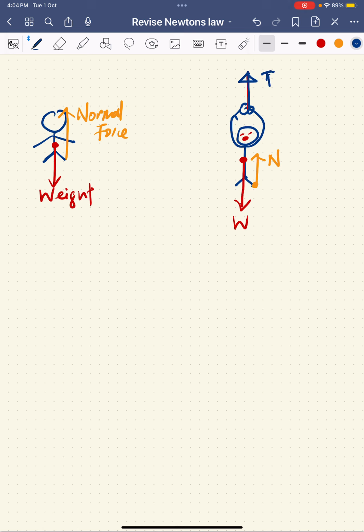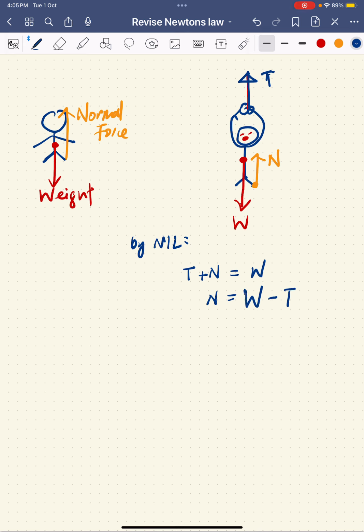So in this case, I will have two forces upwards, and one force acting downwards. If the man is still stationary, then by the fact that he's stationary, we can apply Newton's first law. The total upward force must be counterbalanced by the total downward force. So T plus N is equal to W.